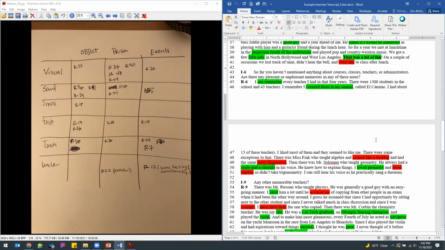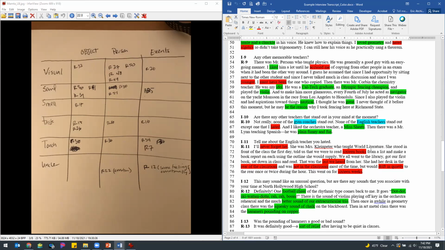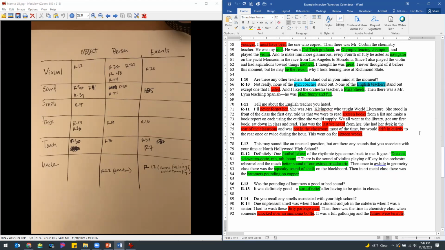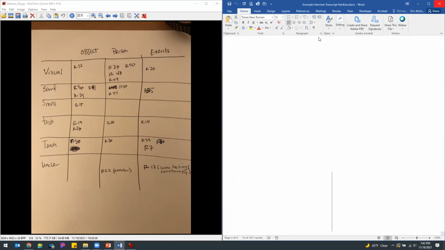So this is again just a really quick way of walking through it the first time and then coding it more specifically. None of the gym teachers stand out. None of the English teachers stand out. That's neutral. You see that? Okay. Anyway, just want to give you an example. Good job, y'all.